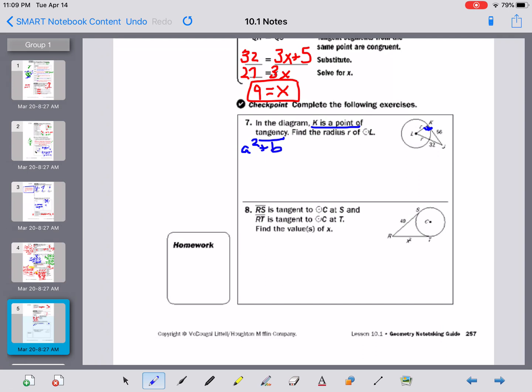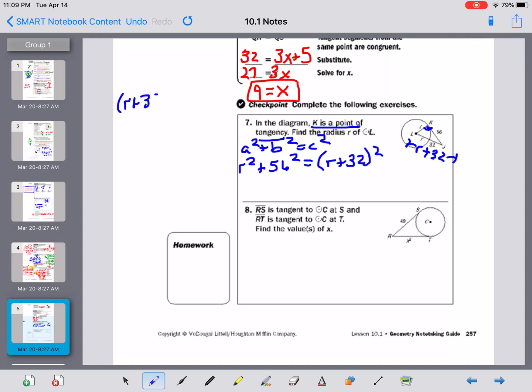Every right triangle can use the Pythagorean Theorem. And again, I need to be careful. My c is across from my right angle, and I'm going to call this r plus 32 to get the full length. So my a can be r, my b can be 56, and my c can be r plus 32. Make sure you put the parentheses around there, and we're going to square it, which means once again I'm going to FOIL. I'm going to come over here in my margin for a little more room.